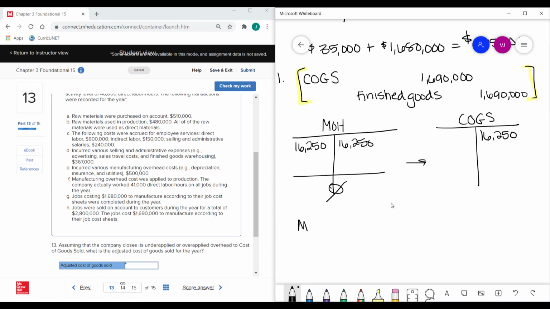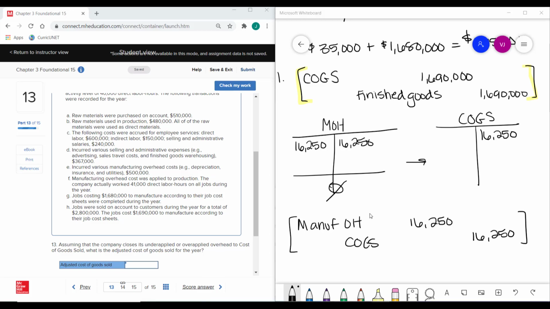Okay, so entry-wise, it would look like this. Debit manufacturing overhead for $16,250 and credit cost of goods sold for $16,250. Now, why is that? Remember, we overshot a little bit our overhead. We only incurred an actual amount of $650,000, but we applied $666,250, right? So we overshot it a little bit.